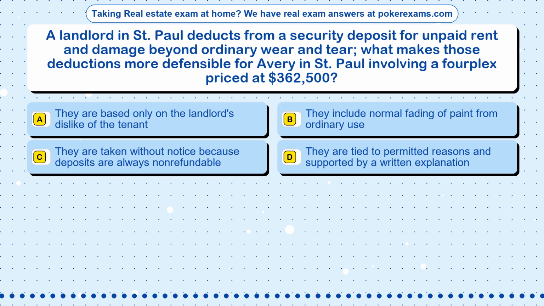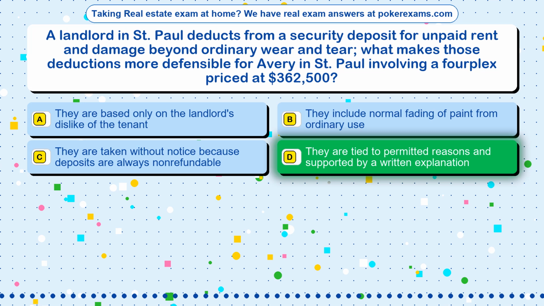Question 20. A landlord in St. Paul deducts from a security deposit for unpaid rent and damage beyond ordinary wear and tear. What makes those deductions more defensible for Avery in St. Paul involving a fourplex priced at $362,500? Option A. They are based only on the landlord's dislike of the tenant. Option B. They include normal fading of paint from ordinary use. Option C. They are taken without notice because deposits are always non-refundable. Option D. They are tied to permitted reasons and supported by a written explanation.